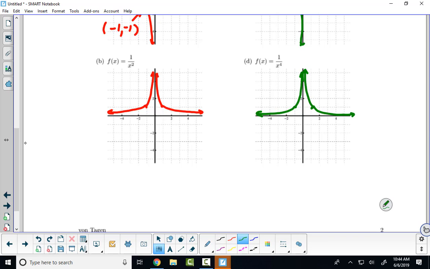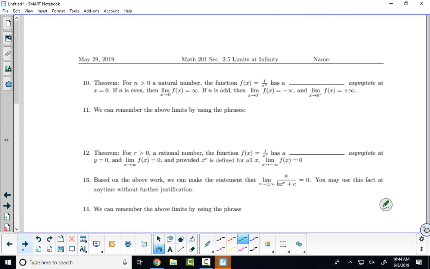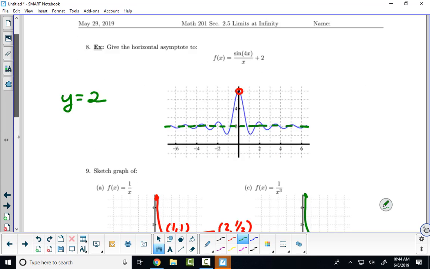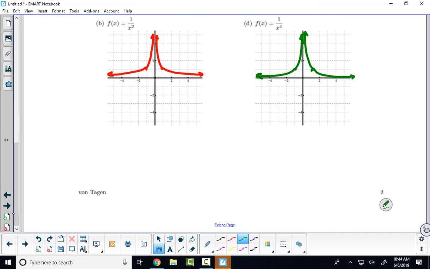Everyone was like, wait. Okay, what does the graph of 1 over x to the 4th look like? It looks like the graph of 1 over x squared. I made a mistake putting it up there. All right. Did everyone get that?